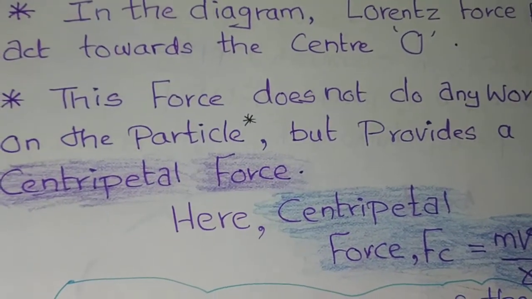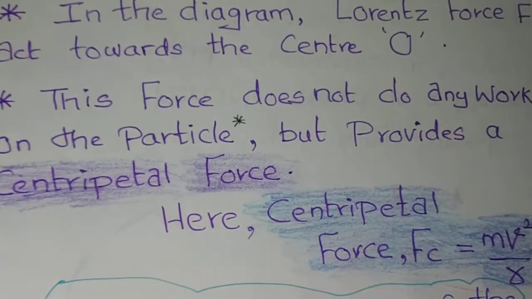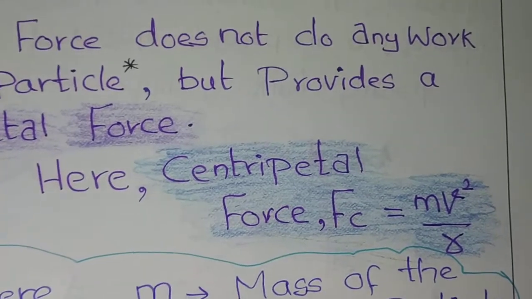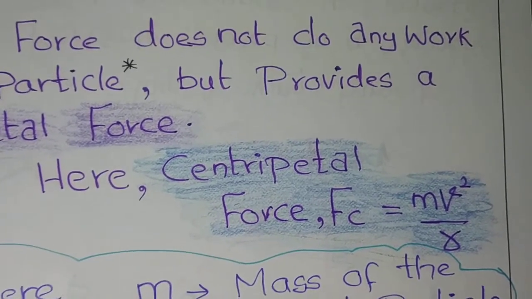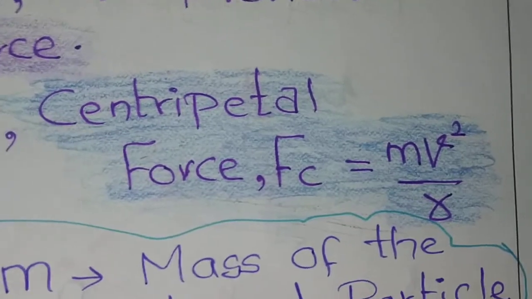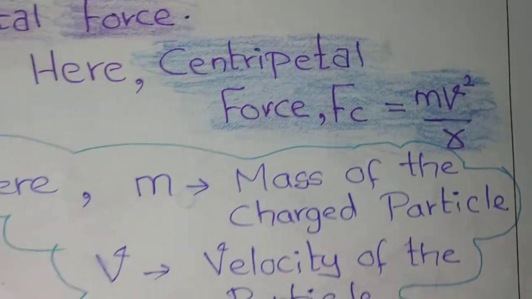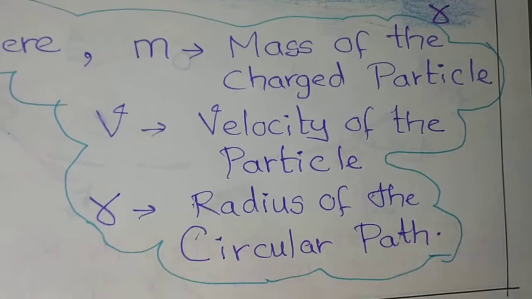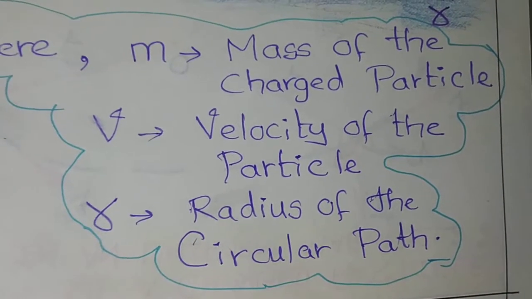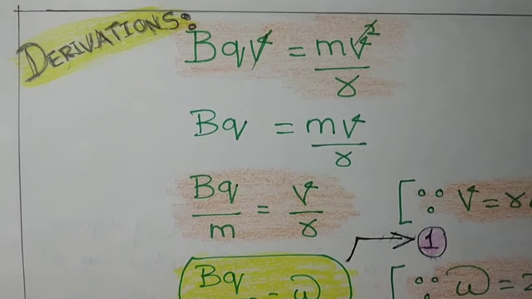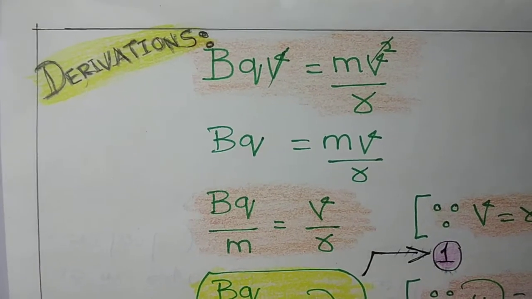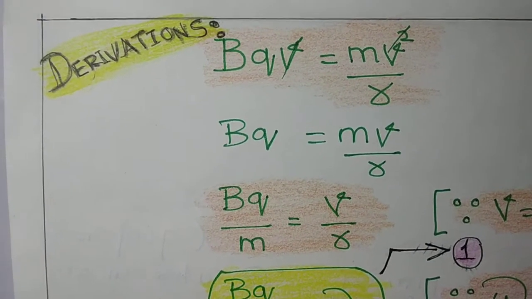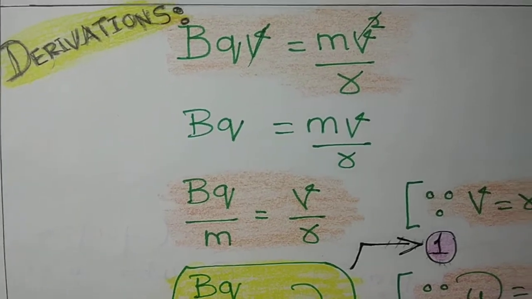We all know that the centripetal force makes any object move in a circular path. We also know the formula for centripetal force F_C, which is equal to mv squared by r. Here, m is the mass of the charged particle, v is the velocity of the charged particle, and r is the radius of the circular path. Derivation. Since the magnetic Lorentz force provides the necessary centripetal force, BQV is equal to mv squared by r.